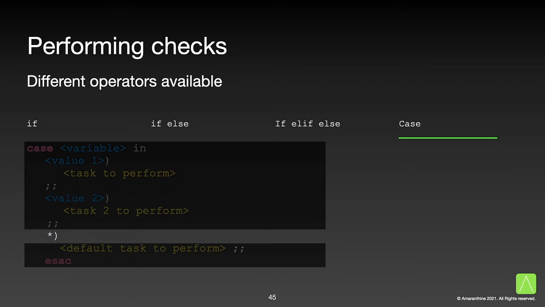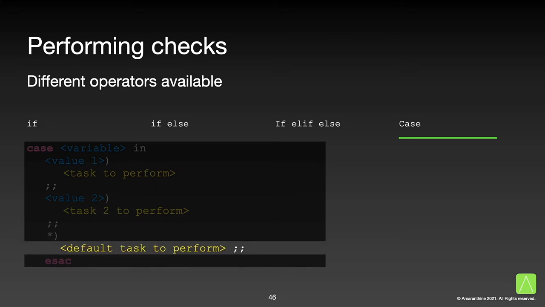We can even have a default option if none of the previous values are present in the variable. This is represented by a star followed by a round bracket. And they too can have their own commands that need to be executed if it's a default case. These also end with two semicolons.